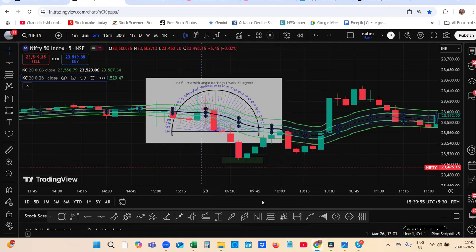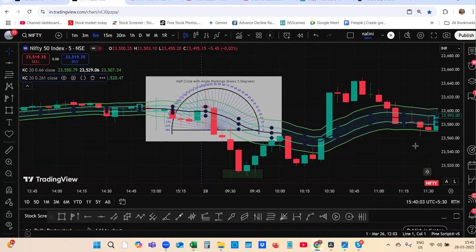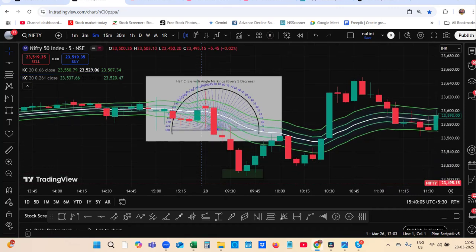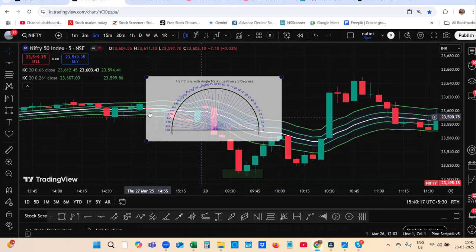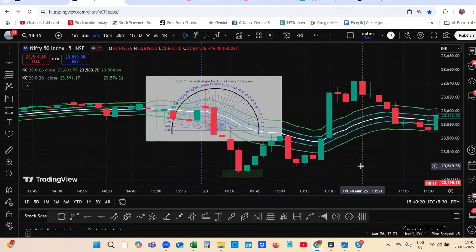So I selected this Keltner channel because it is based on the average range, calculating the levels and plotting them. You can see the inner band of the Keltner channel is 0.261, and the outer band is 0.66. They move along with your price, guiding you. You will not be lost.